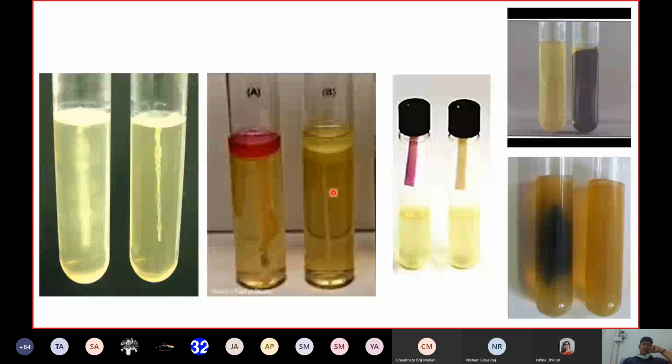Here one more strip you can see added. This is the indole strip. So if organism is producing indole, it is pink in color. If not, it is yellowish in color. If organism is producing H2S, then it is black in color. Otherwise, there is no black color.